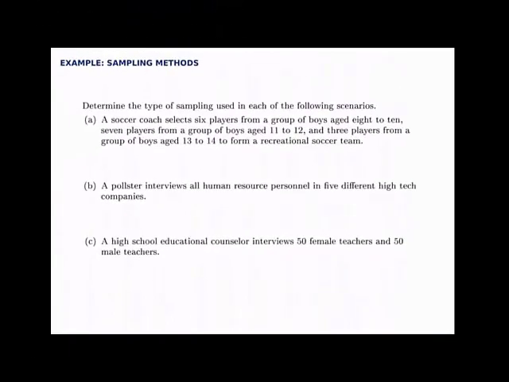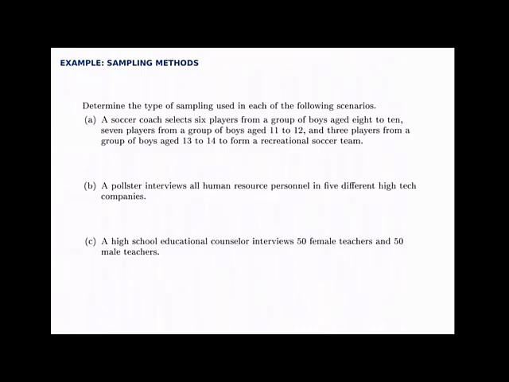In this example, we're going to decide which type of sampling is being used in each description. In the first situation, we have a soccer coach who selects 6 players from a group of boys aged 8 to 10, then 7 players from the group of boys aged 11 to 12, and finally 3 players from a group of boys aged 13 to 14 to form a rec team.